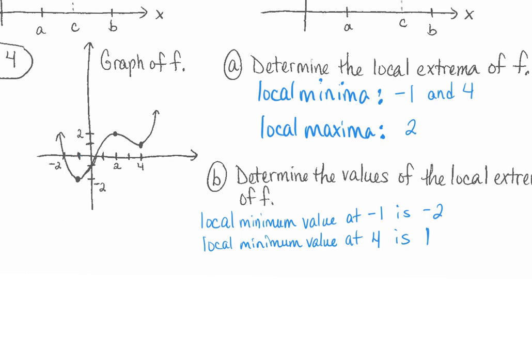And what else do we need to say? Local maximum value. Our local maximum value at 2. Talk loud. I can't hear you. It's 2. Yeah, it's 2. Good. A local maximum value at 2 is 2. What questions do you have?